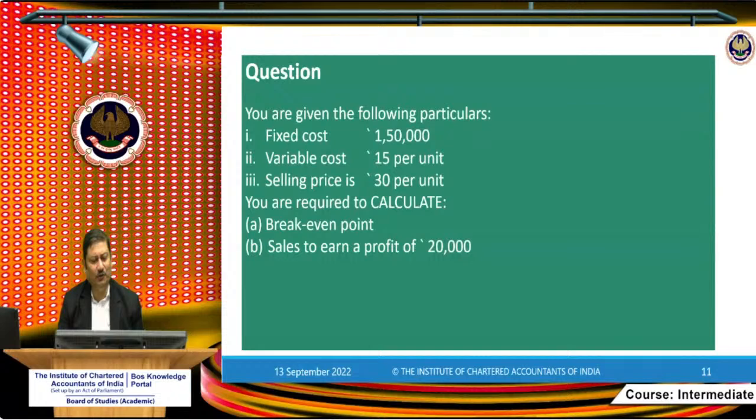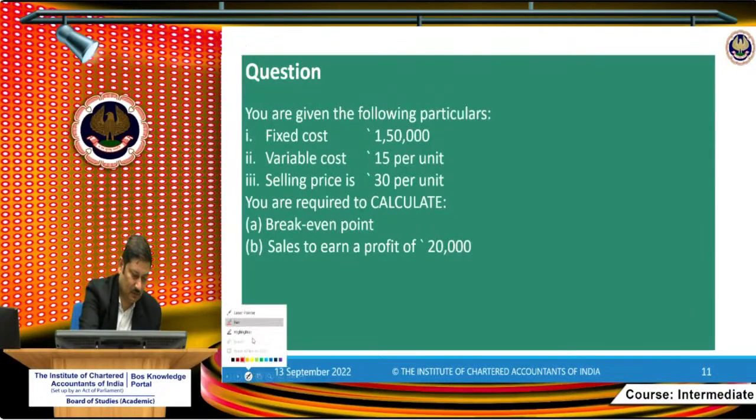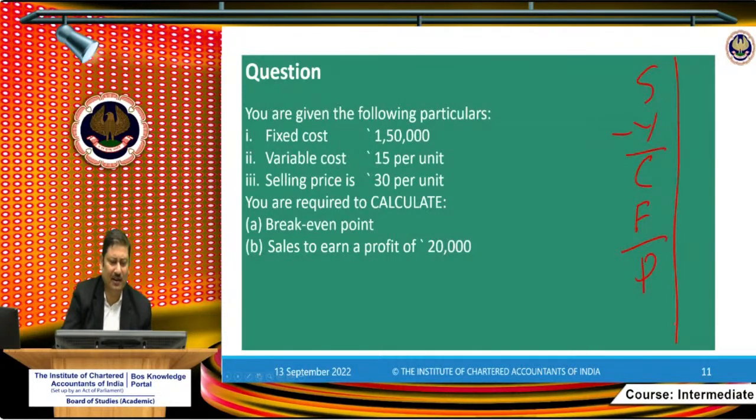Now, can you start solving this particular question? Fixed cost is given, variable cost is given, selling price is given. What I told you, how will you solve it? Whenever you approach any marginal costing question, your first step is sales minus variable cost, contribution, fixed cost and profit. All of this may not be required. So what is your selling price per unit? 30. Up to contribution you can go per unit, there is no problem.